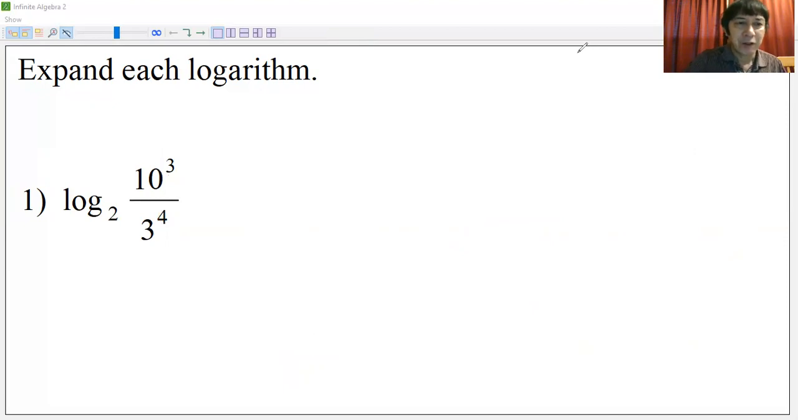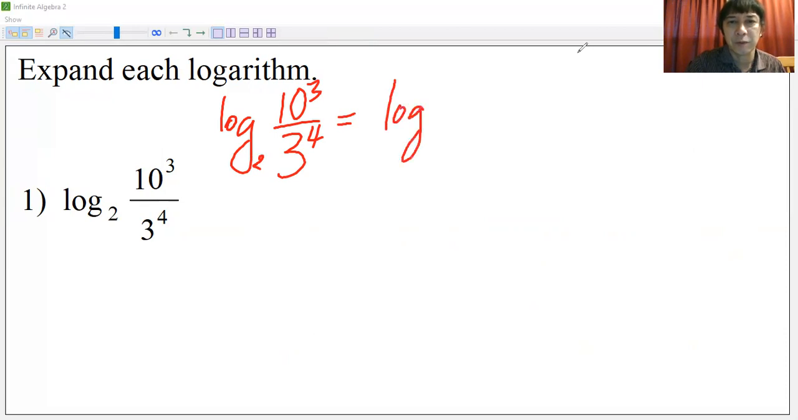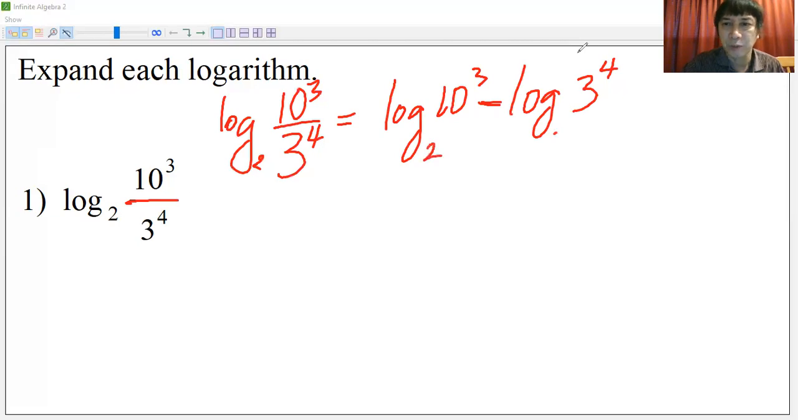Okay, here is logarithm of 10 to the 3 over 3 to the 4th. And this is for the same base 2. So you can see a ratio here. That means you have here logarithm of 10 to the 3 minus logarithm of 3 to the 4th. So you can see a minus there because it's a ratio here. So this is for the same base 2.